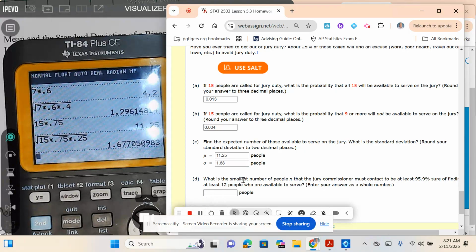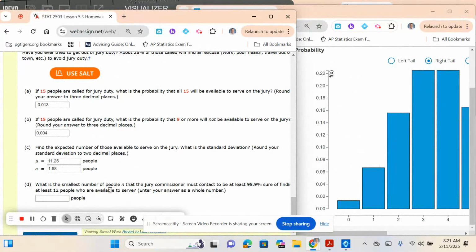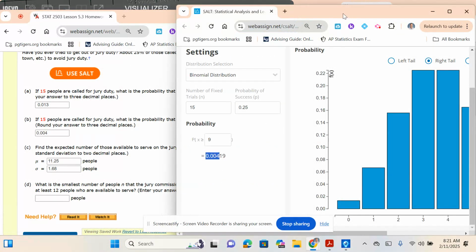Okay, D is a little tricky. What's the smallest number of people that a jury commissioner must contact to be at least 95.9% sure of finding at least 12 people who are available to serve? Let's talk about how we're going to use SALT to manipulate this for us. The smallest number of people, N, so we're solving for N. N is what we're going to be adjusting to have at least 12 people.